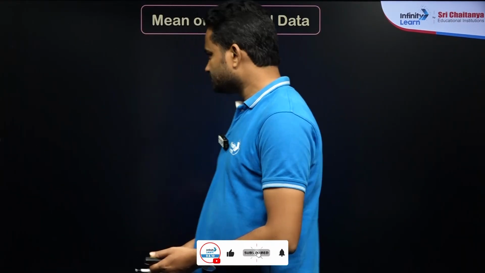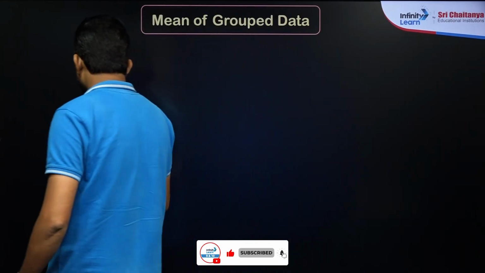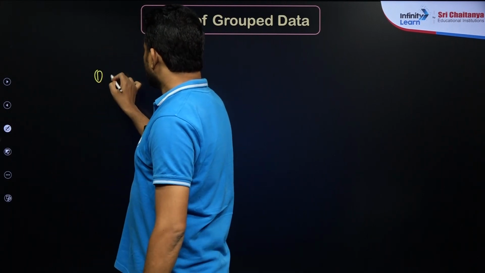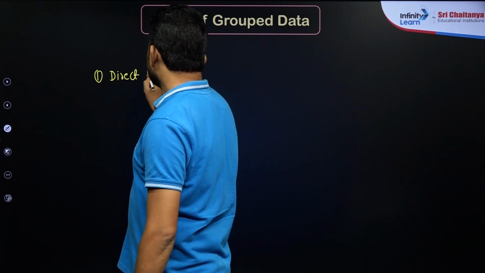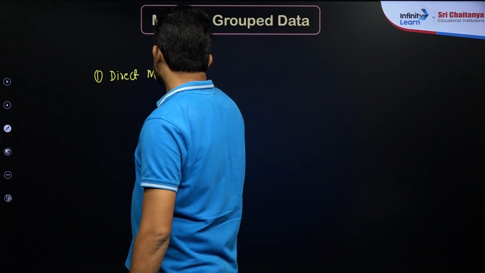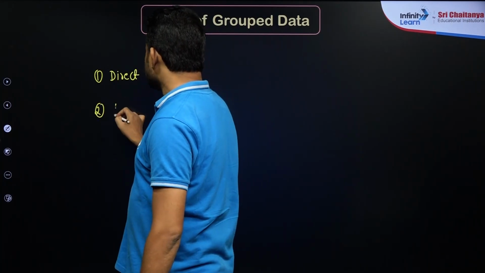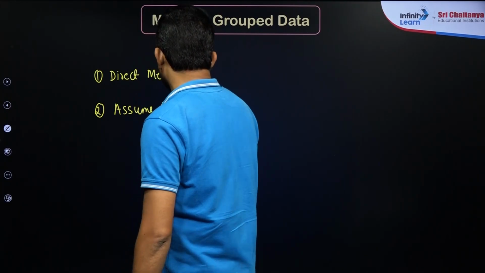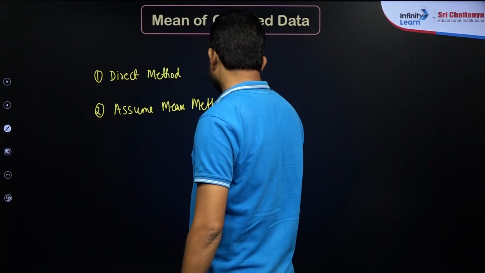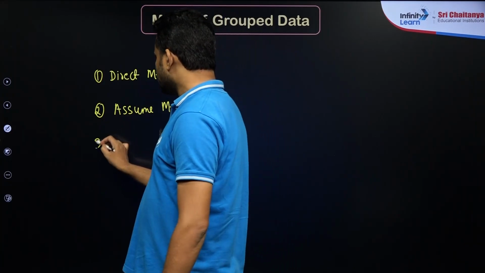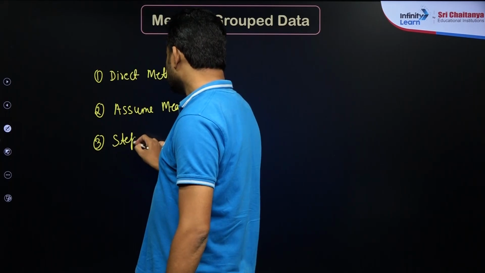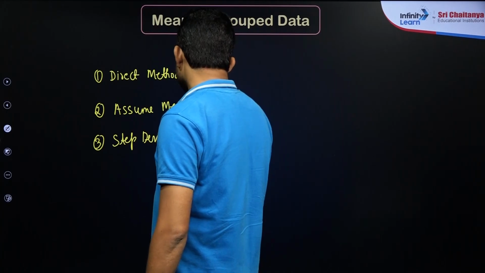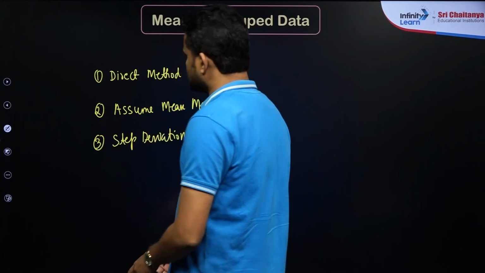What are the three methods? The first one is called the direct method. The second one is called the assumed mean method. And the third one is the step deviation method. We'll cover all these methods in today's class.